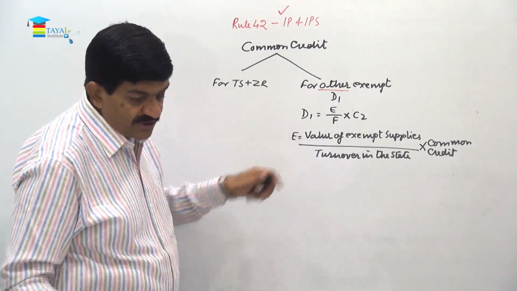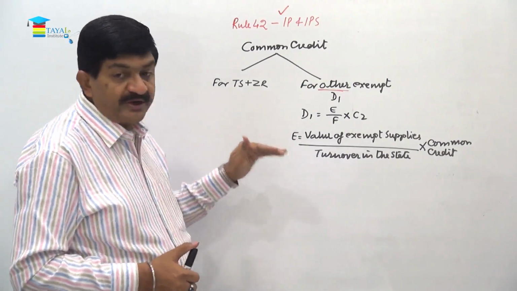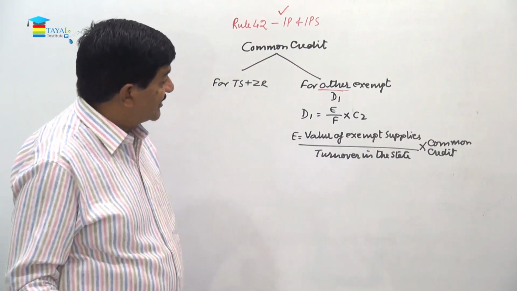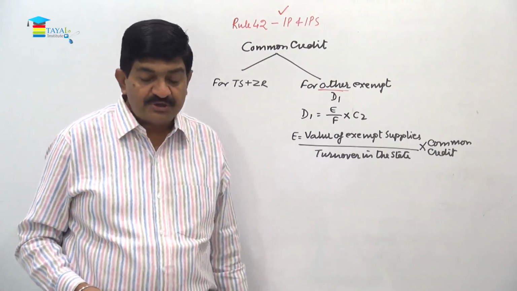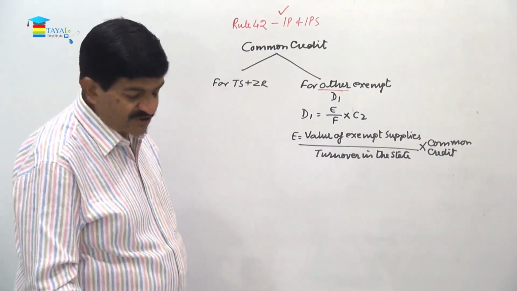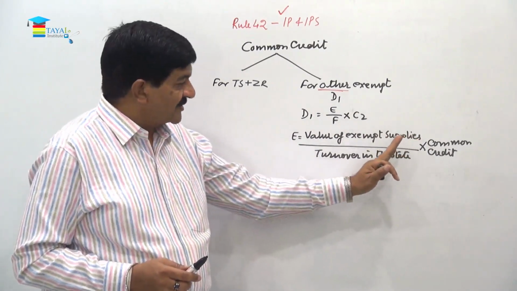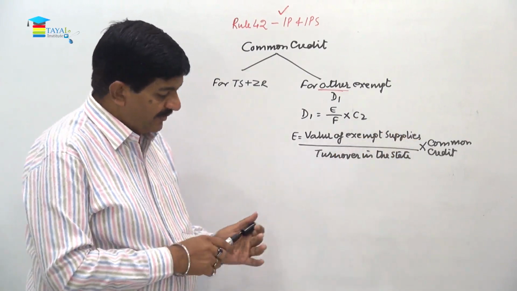Right, because this zero rated supply includes zero rated also, so we need to calculate zero rated separately also, and that we will refer as D2. So D2 will be used for non-business purposes. So here we have already found zero rated exempt supplies. Okay.